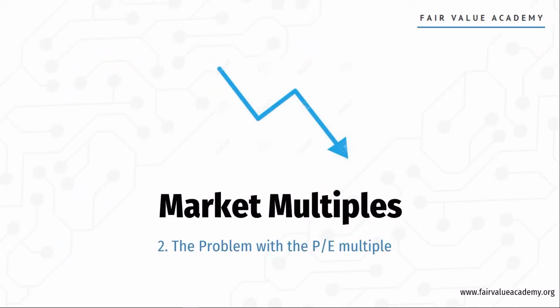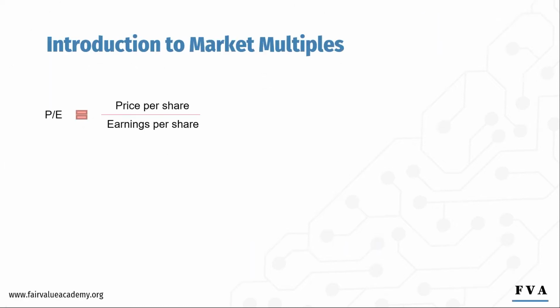In this session, I will show you the problem of using the PE multiple and why you should avoid it. To illustrate this problem, I will also discuss ROE, return on equity. So the PE multiple is the trading price per share divided by the earnings per share.